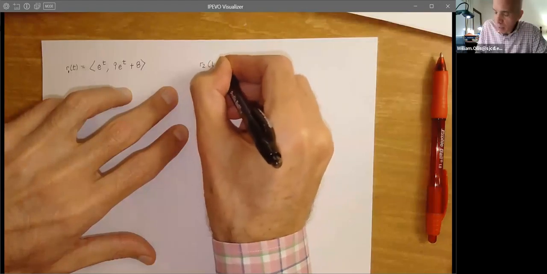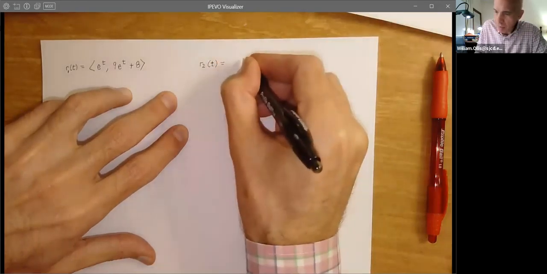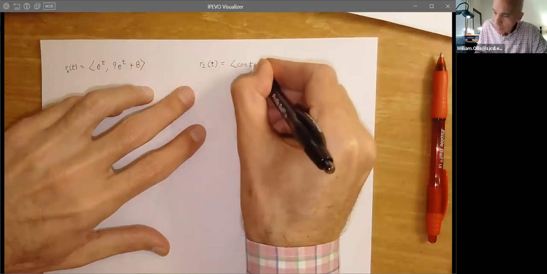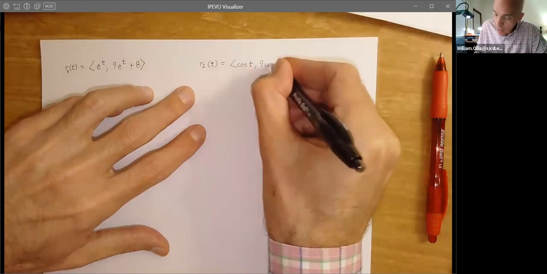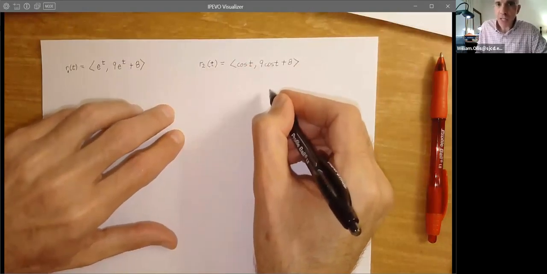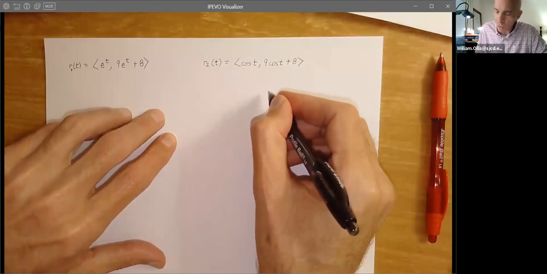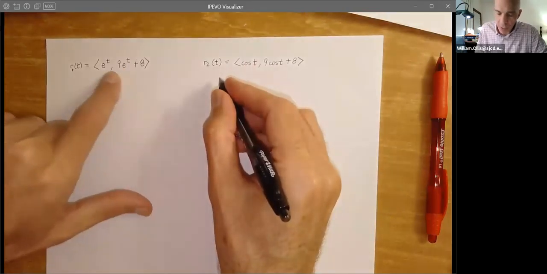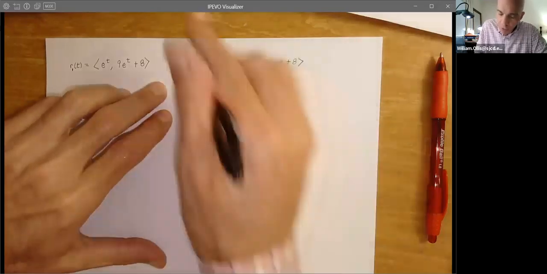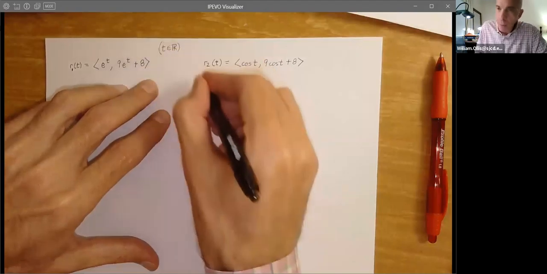So we look at this and say, okay, let's call this r sub 1. Now r sub 2. Now I'm using t's here, but you can use theta if you want. I'm going to call this t here also theta, just not to mix them up, and say cosine t and 9 cosine t plus 8. And you start looking at that and say, well, that's odd. That looks very similar, except we've just replaced the e to the t with cosine t, okay?